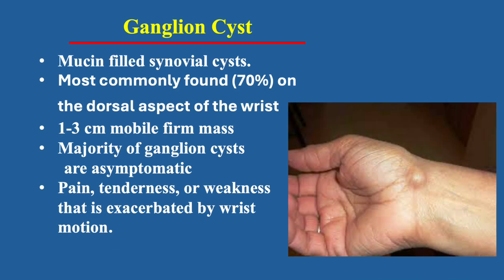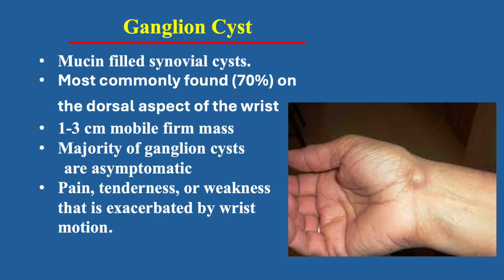Ganglion cyst, or mucin-filled synovial cyst. Ganglion cysts are most commonly found, 70% of the time, on the dorsal aspect of the wrist, arising from the scapholunate ligament or the scapholunate articulation. The majority of ganglion cysts are asymptomatic, but patients may seek treatment because of their unsightly cosmetic appearance.